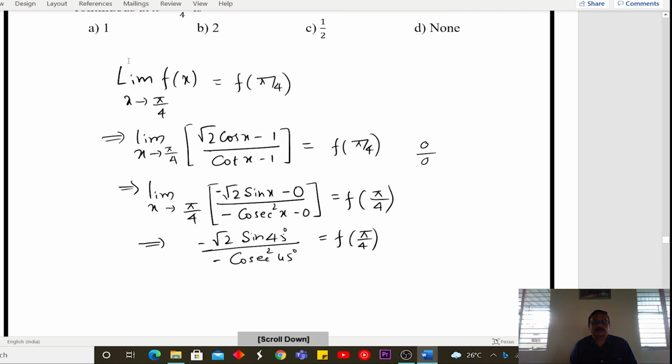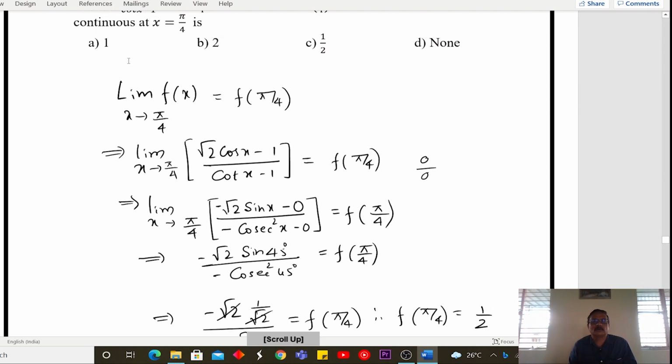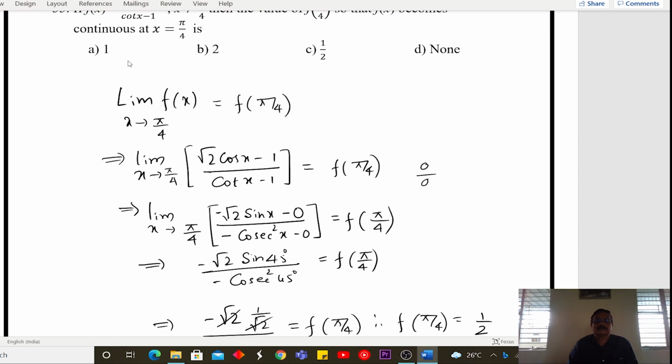Now simplify further. This implies minus root 2 sin 45 degrees, which is 1 by root 2, divided by minus cosec square 45 degrees, where cosec 45 degrees is root 2, and root 2 square is 2. The root 2 cancels, and this is equal to f of pi by 4. Therefore, f of pi by 4 is equal to minus 1 by 2. So which one is the right answer? Option C is the right answer.